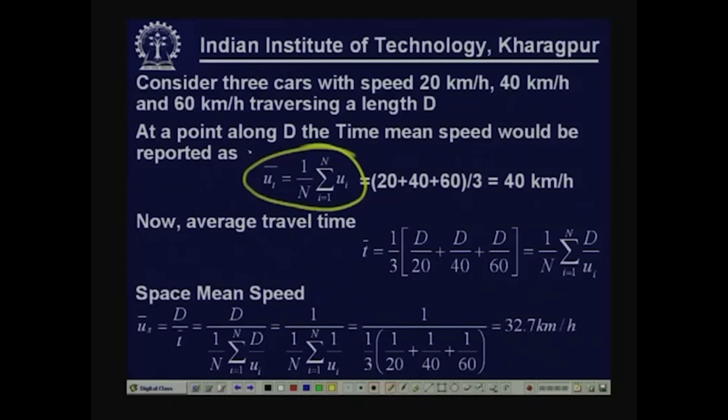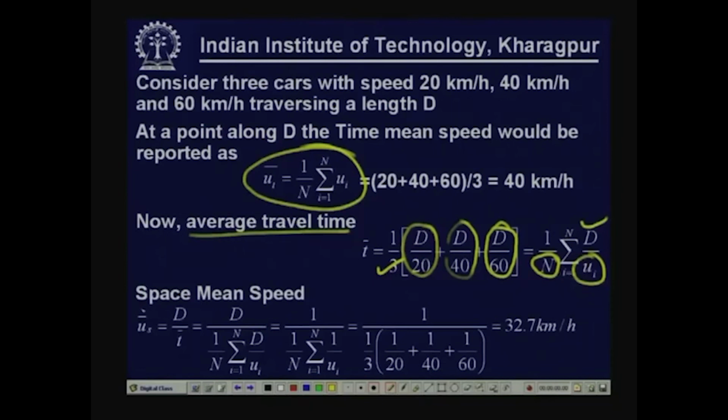Now, each vehicle is travelling a distance d. So, what is the average travel time? First vehicle takes time d by 20, second vehicle takes time d by 40, third vehicle takes d by 60. So, what is the average travel time? 1 by 3, because we have observed 3 vehicles. So, it is essentially 1 by n sum over d by ui. Ui is the same speed 20, 40, 60, right. So, it is 1 by n sum over d by ui, where i varies from 1 to n.